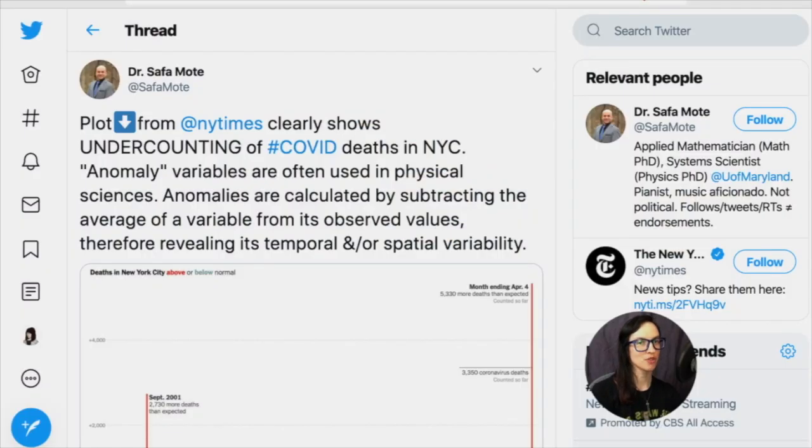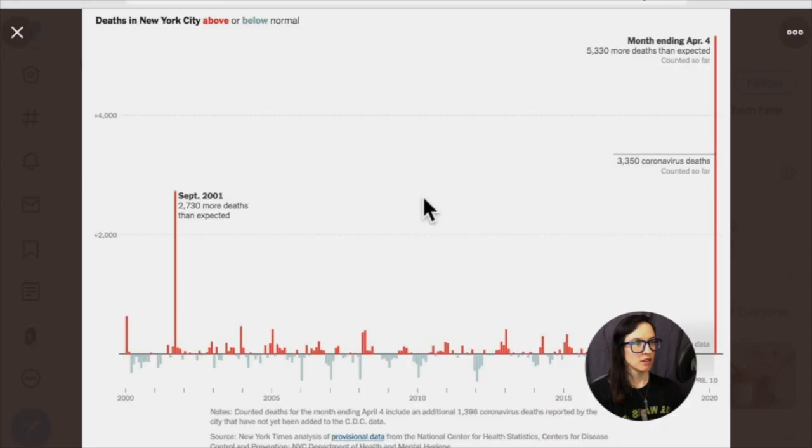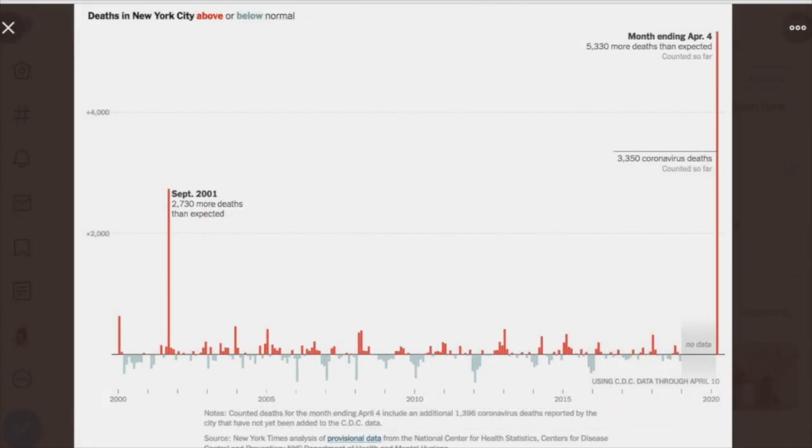So here's a great graph that shows that the potential exists for undercounting deaths due to COVID-19. If you look here, well, let's see, I'm kind of in the way. Make me go away. Okay. You can see the dates down at the bottom. We've got 2000 up through 2020. And check out this massive spike here, of how huge this line is. And right here, we've got coronavirus deaths counted so far. And this is in New York City. Look at all these other deaths.